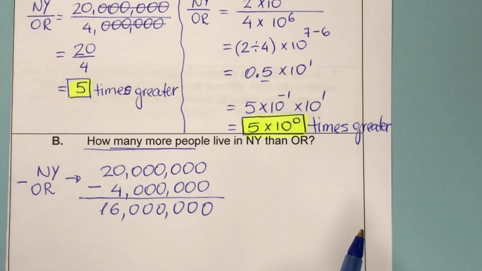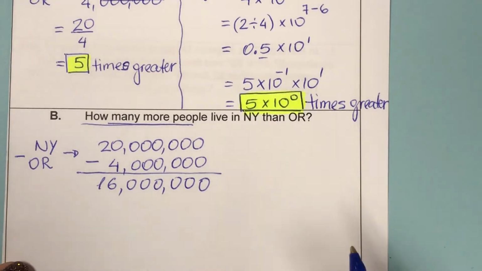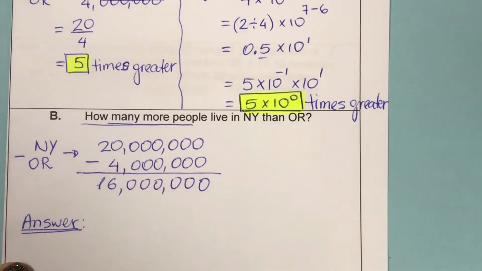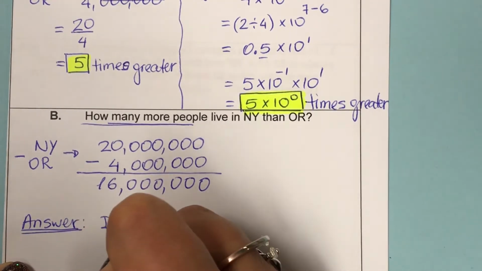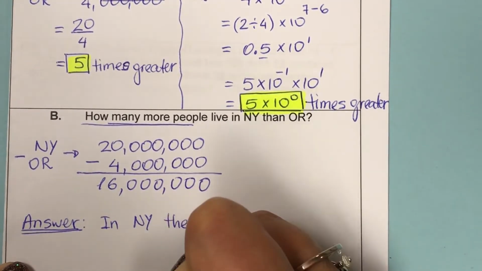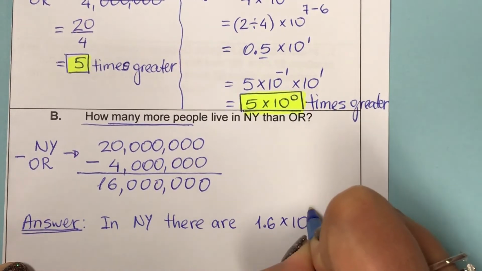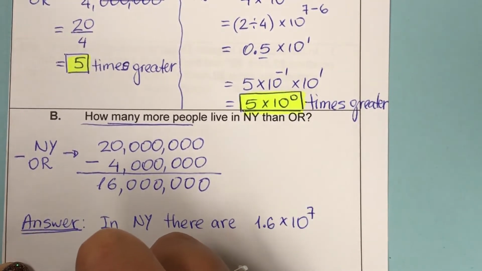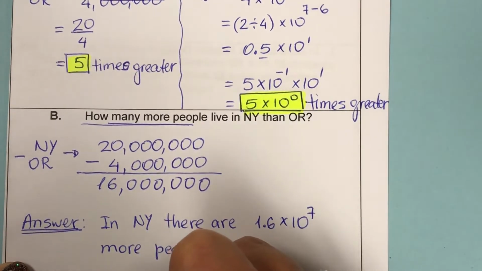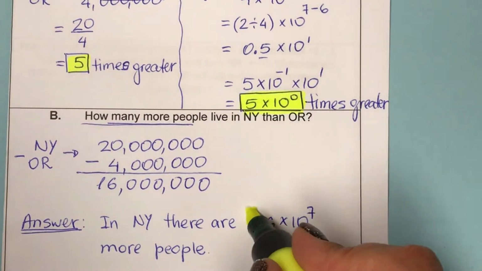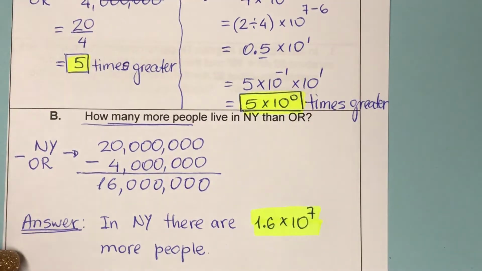So I can convert this now to scientific notation and answer. And that in New York there are 1.6 times 10 to the 7th power more people than in Oregon. So when we record the answer, it has to be in scientific notation. Let's see another problem.